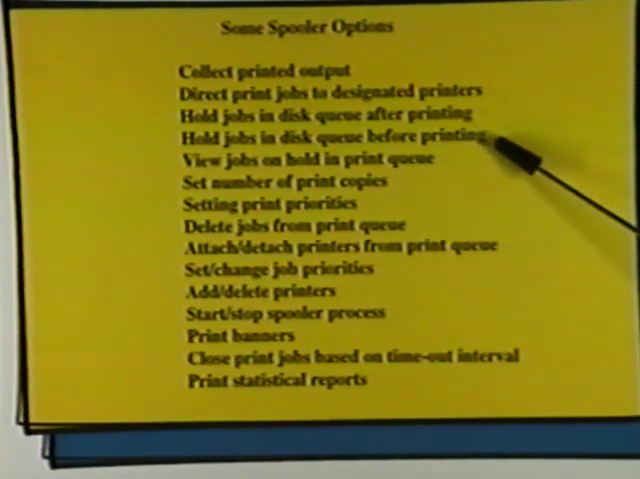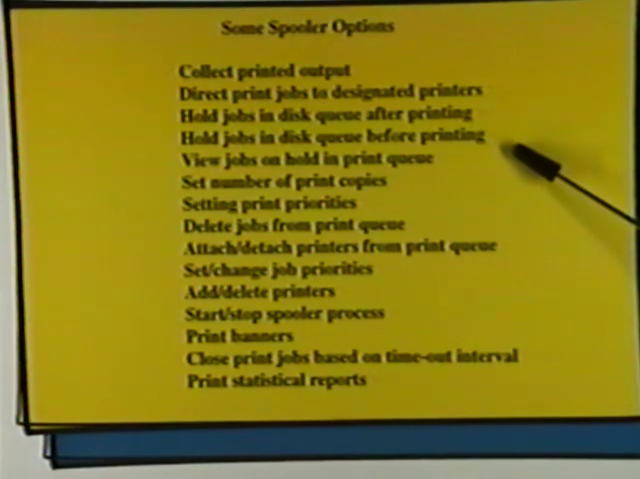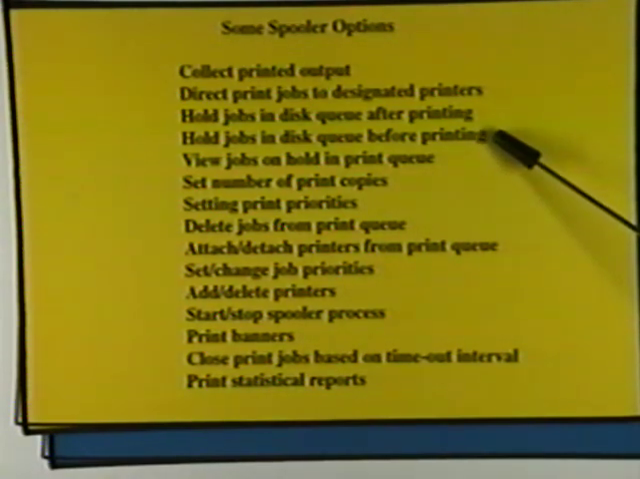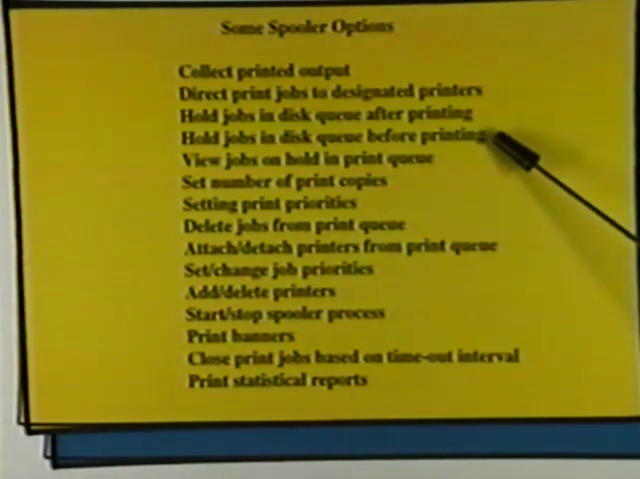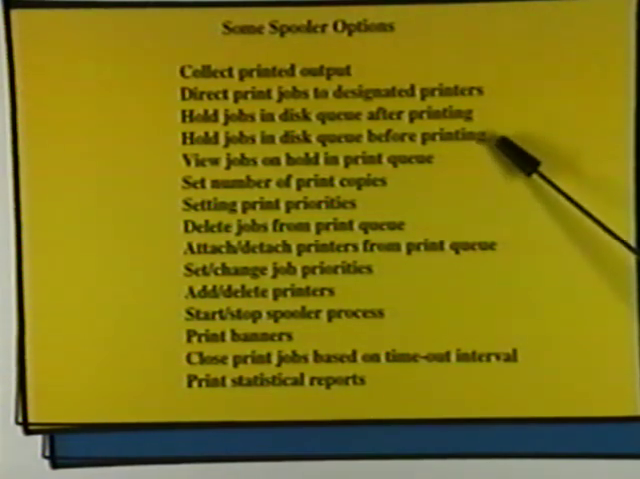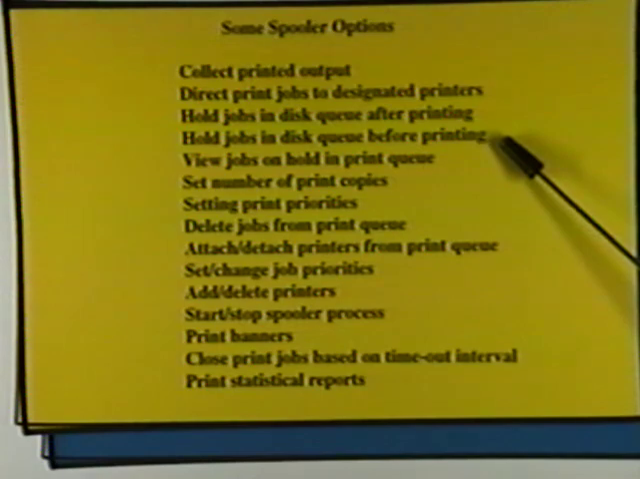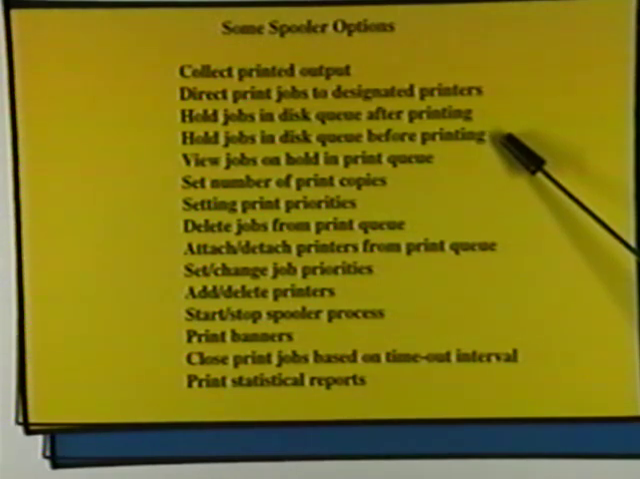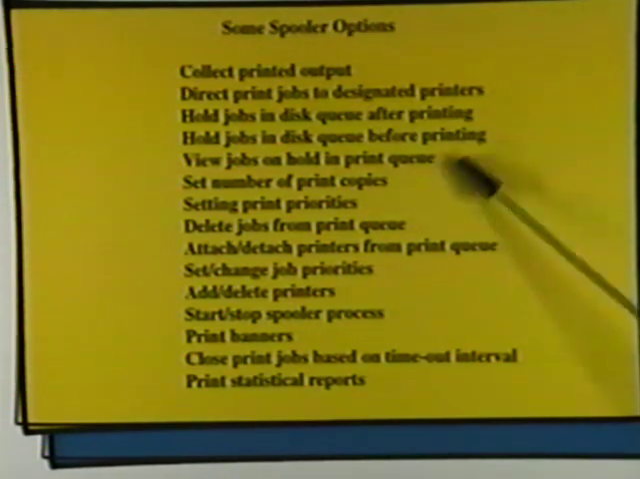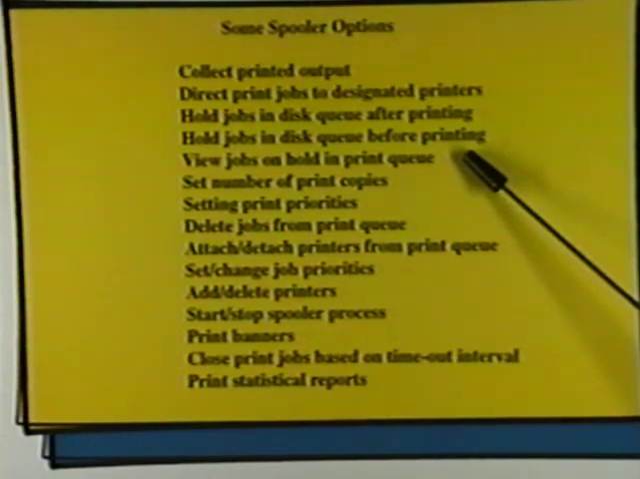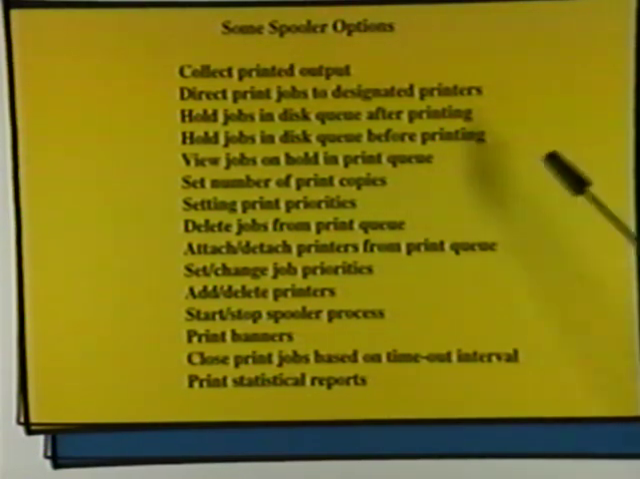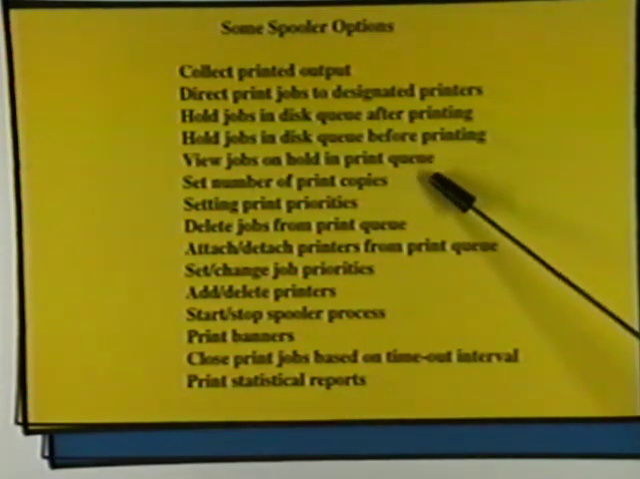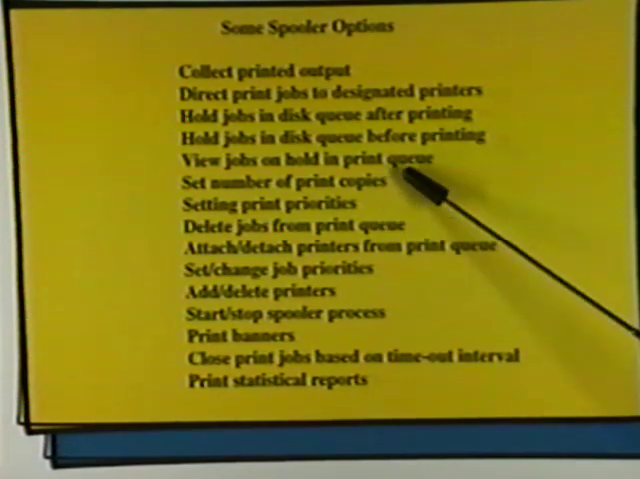Another option is to just hold the jobs in the queue before we print them. For one reason or another, you may want to just keep the file in the queue for a certain period of time before printing it. Okay, an example is a software programmer who's looking at all the errors and warnings output from his compiler. Maybe he doesn't want to print all that, but just wants to hold it there for a while. Here's a common option: to view jobs on hold in the print queue. So this will give you an idea of what sort of jobs and their sizes are currently in the queue.